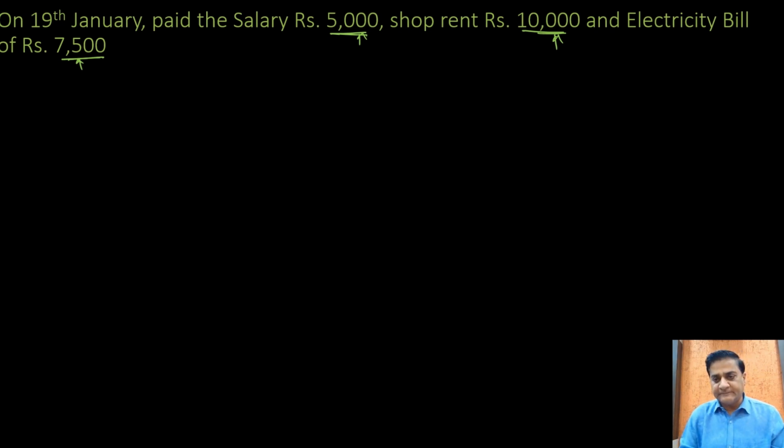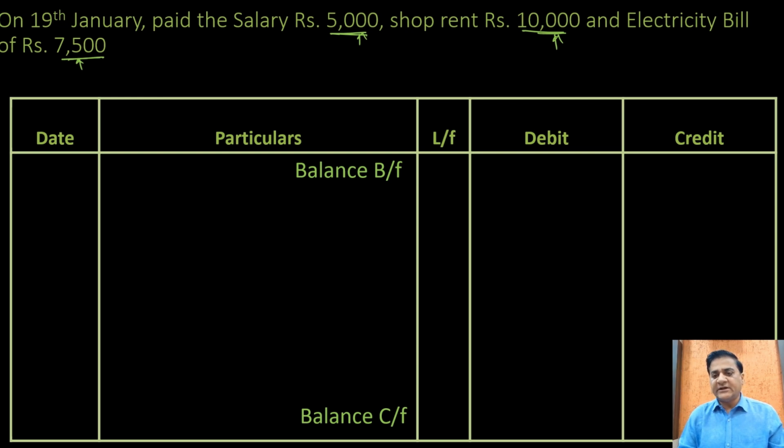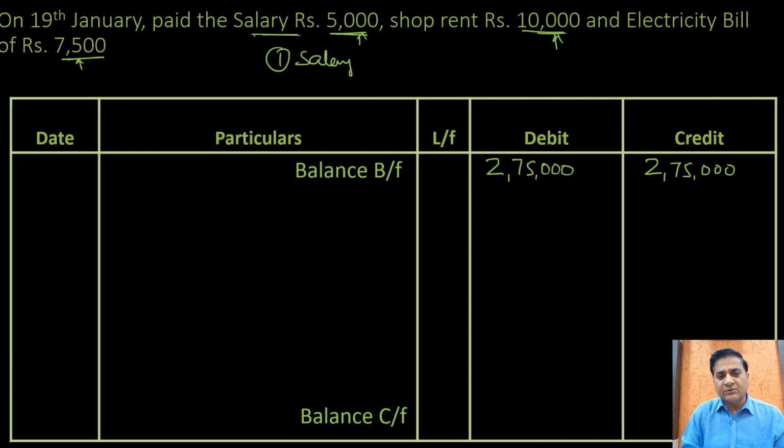Let's see. Again the format of our journal entries. The opening balance would be 2,75,000 on the debit side, 2,75,000 on the credit side, which is nothing but the total of the previous page. To this we would be making three entries. So what are the accounts involved here? One is the salary account, 5,000. Second is the shop rent account, 10,000. Then it would be electricity expenses account, 7,500.